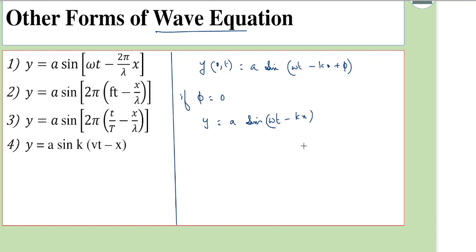Now if you write k in terms of lambda, we know that k is equal to 2 pi by lambda. Putting it here, we get y is equal to a sine of omega t minus 2 pi by lambda into x. So this is one form of the equation.